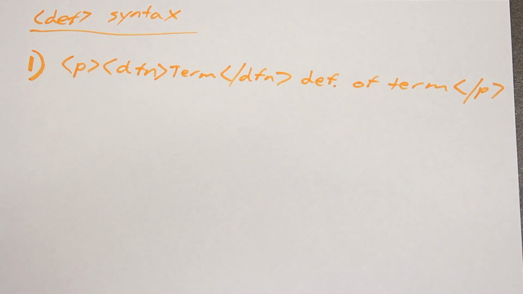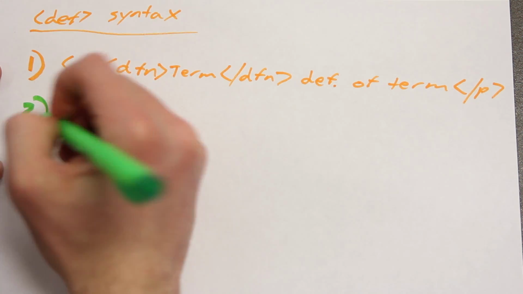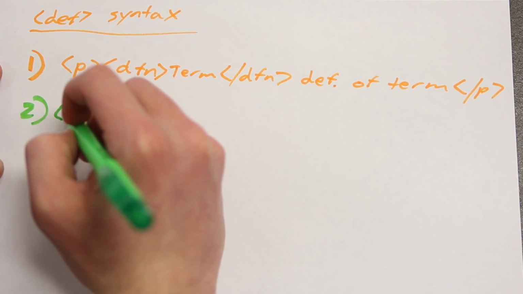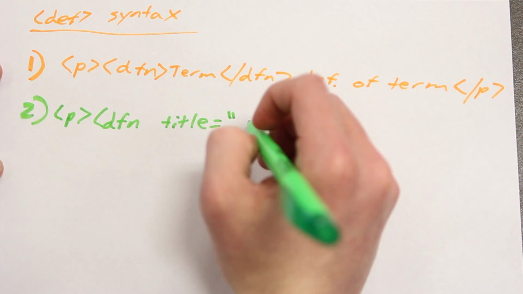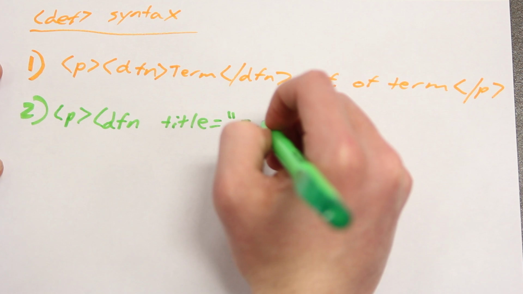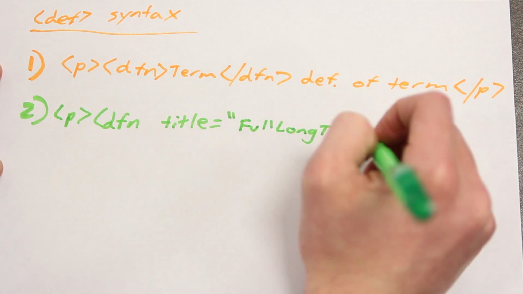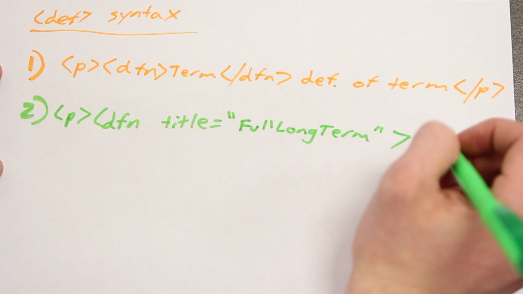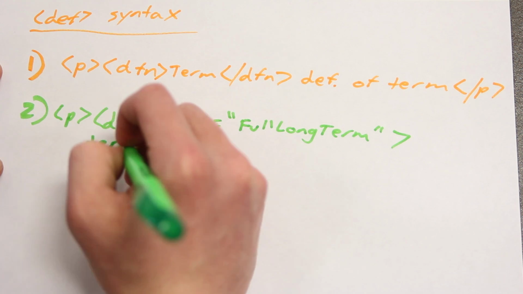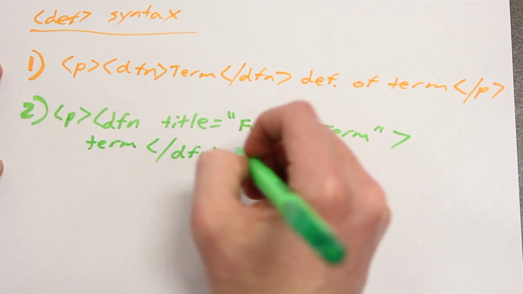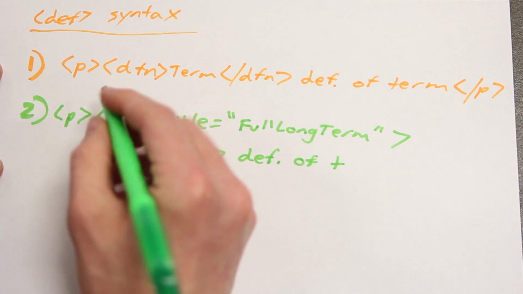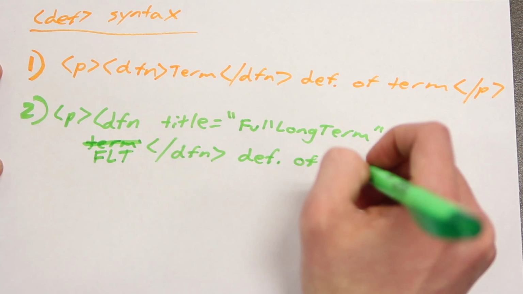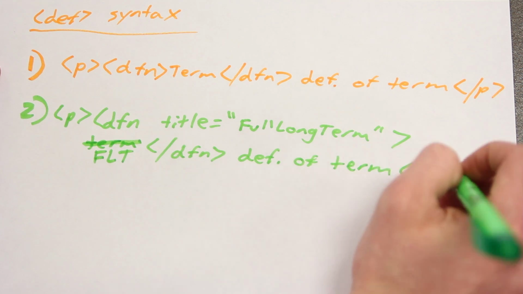The second is by using the title attribute of the definition tag. Now this is done by opening the paragraph tag, then opening the definition tag, but inside the opening definition tag you add the title attribute and you make it equal to the full term that this is describing, and then you put the actual term, then you close the definition tag, and then you write out the definition, and then you close the paragraph tag.